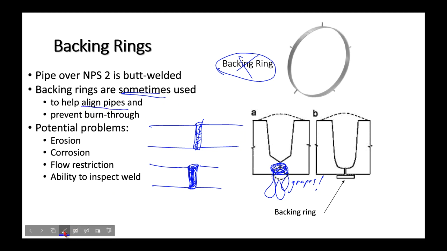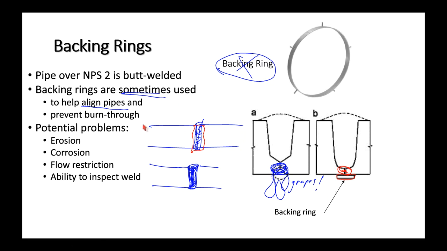So let's take a look at where that backing ring would be. It would be at the weld joint, inside the pipe. And here it is. So now when I'm putting in the root pass, I'm not going to burn through. Some are removable, but most of them stay in place.